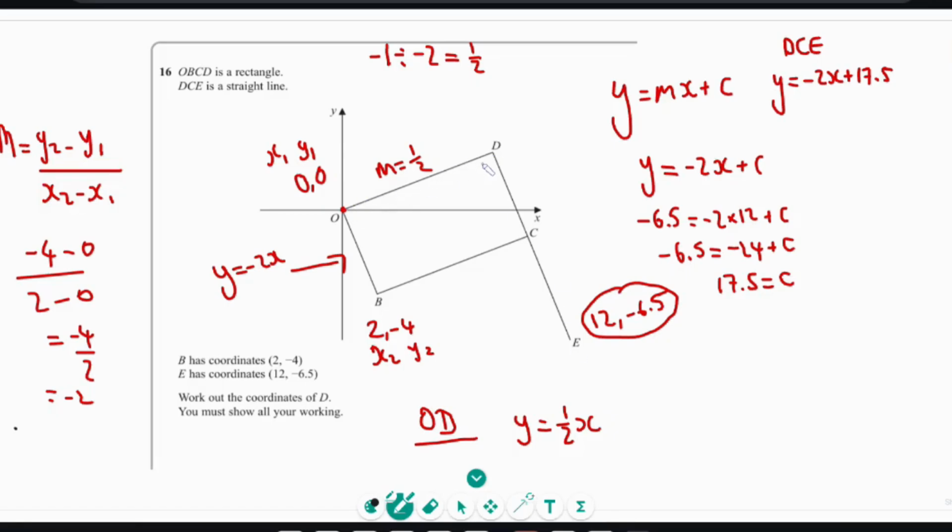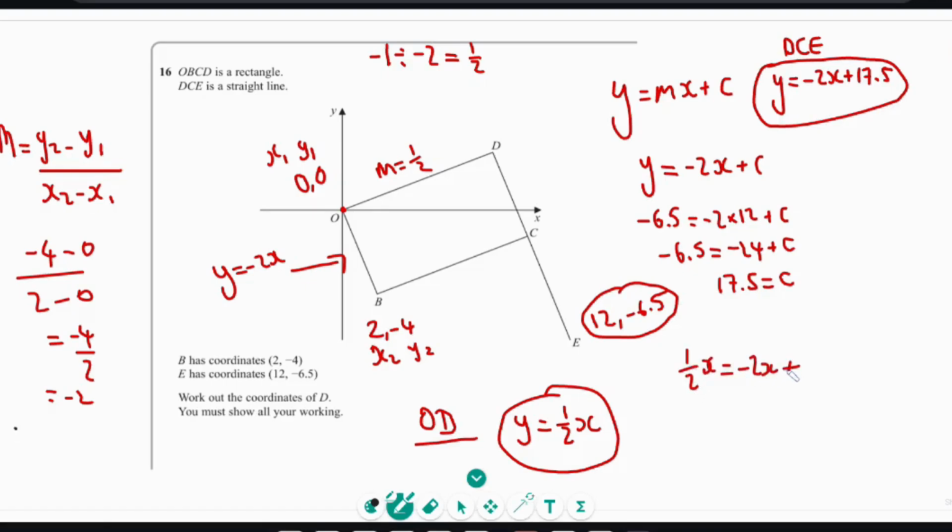Now I know the equation of line OD and DCE. I put those equations equal to each other because they're both equal to y. I can find the x coordinate and then the y coordinate. So half x is equal to -2x plus 17.5. Let me add 2x to both sides. Divide both sides by 2.5. Gives us x is 7. Sub it into this equation here to find y. y is half times 7, 3.5. Coordinates of D are (7, 3.5).